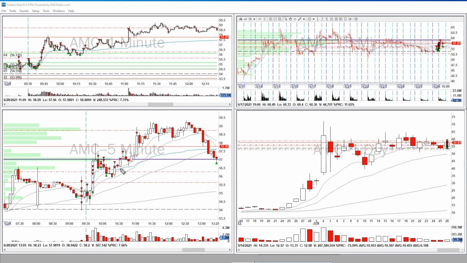You can also see that AMC is setting up an ABCD pattern with your A, B, C, and I guess a higher C level here, leading into the strong move towards the end, breaking high of day.